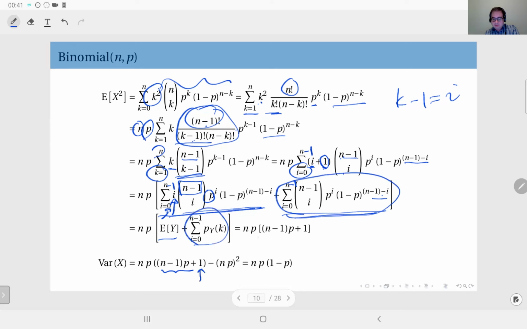So this is the expected value of the binomial distribution with n minus 1 and p, plus this term, which is 1. So this is the second moment, and you subtract the square of the first moment, which is n square p square. From this, you get the variance as n times p times 1 minus p.